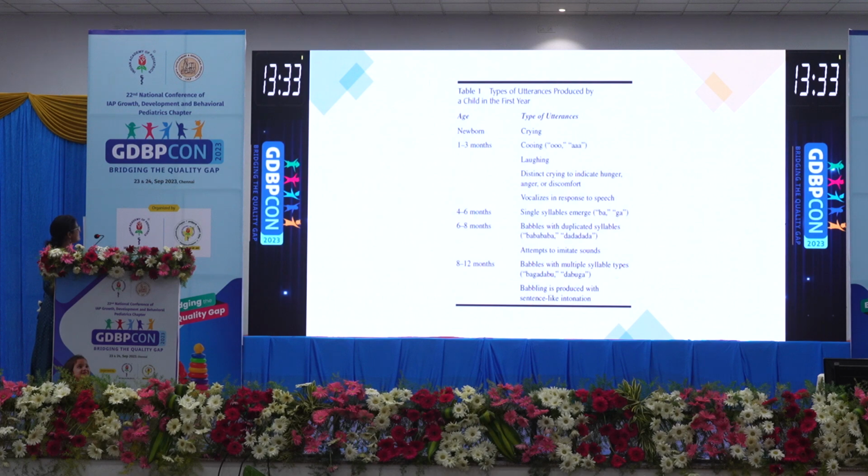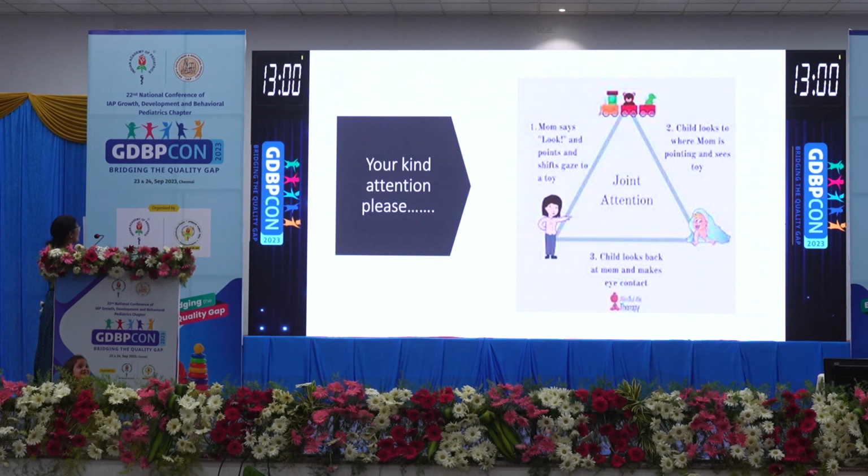Then at 1 to 3 months, they start cooing, like ooh, ah. Cooing is basically they laugh, and they vocalize in response to speech. Cooing has more of that vowel component in it. Then at 4 to 6 months, the consonants start coming, b, g. Then at 6 to 8 months, you have the bisyllables. They're able to imitate the sounds, and at 8 to 12 months, they have multiple syllable types. And babbling is produced with a sentence-like intonation.